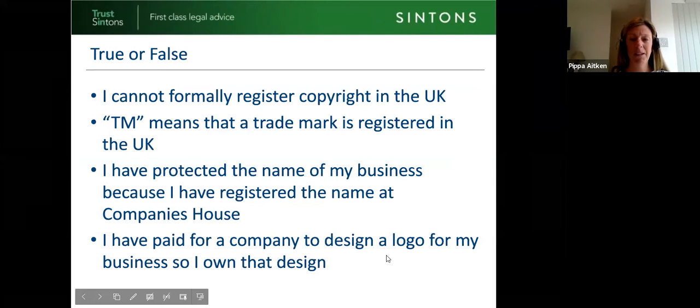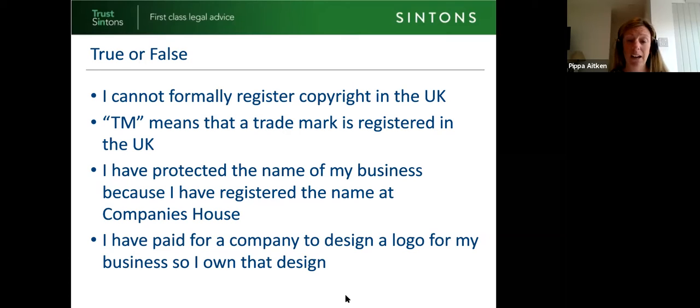So these are some statements that I often come across, and we'll just take a minute or so to go through them. I'm not going to give you the answers yet, I'll do that at the end. So I cannot formally register copyright in the UK, is that true or false? TM means a trademark is registered in the UK. I've protected the name of my business because I've registered the name at Companies House. I've paid for a company to design a logo for my business, so I own that design. So are they true or false? And hopefully I will tell you during the course of this presentation and come back to the end with the answers.